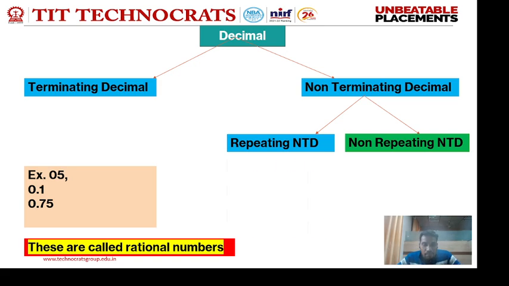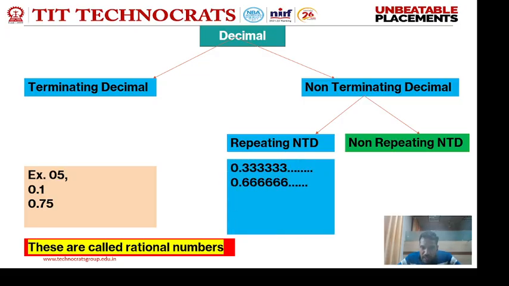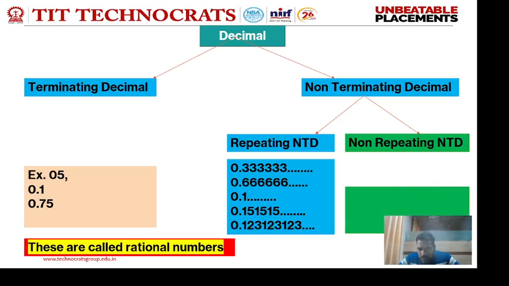Examples: 0.33333 infinitely, 0.66666, 0.11111 infinitely, 0.151515, 0.123123. These are repeating non-terminating decimals.